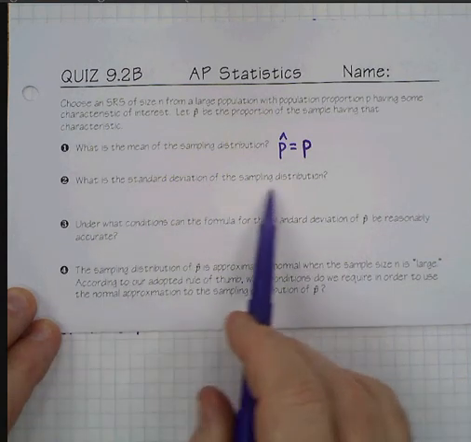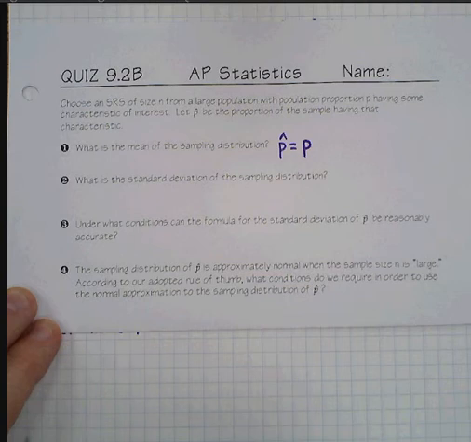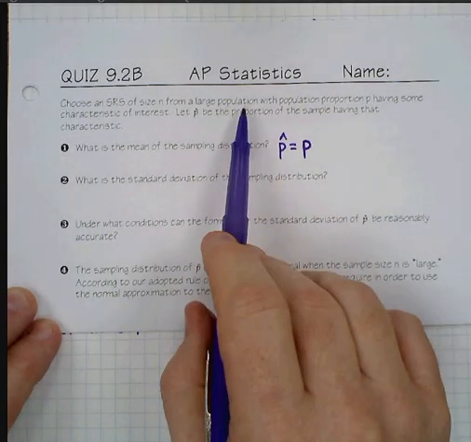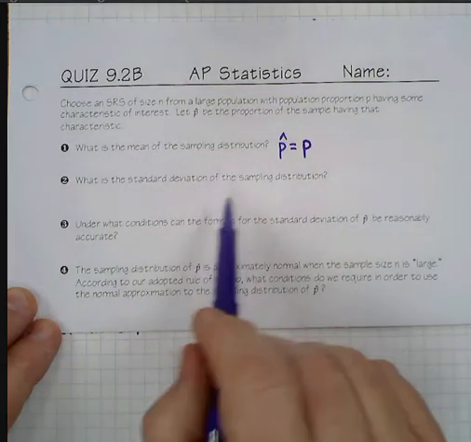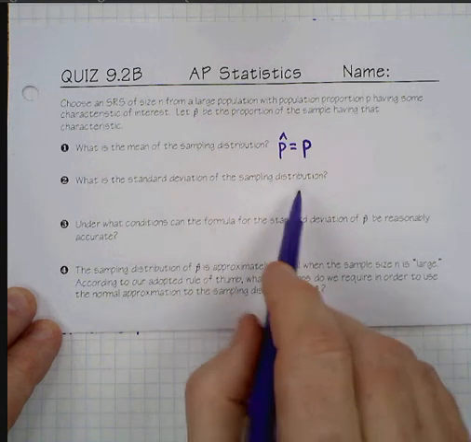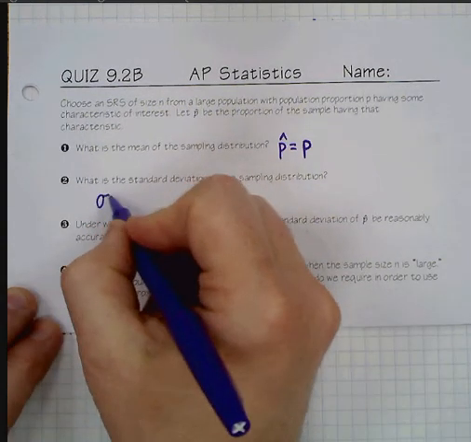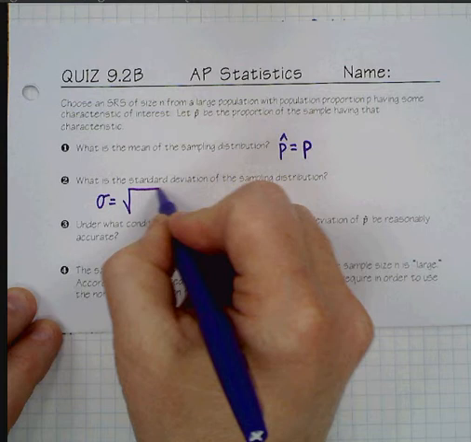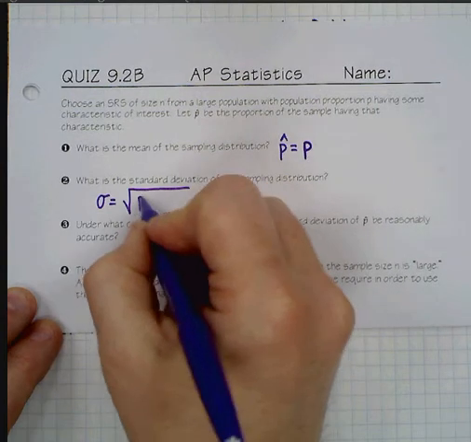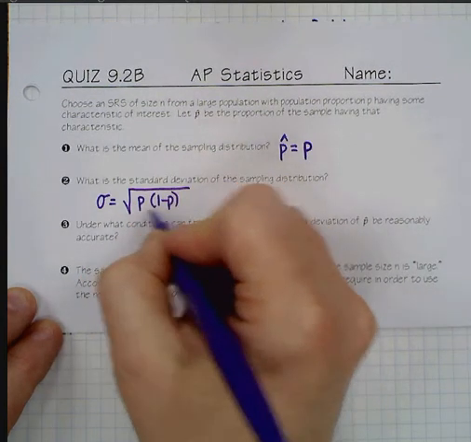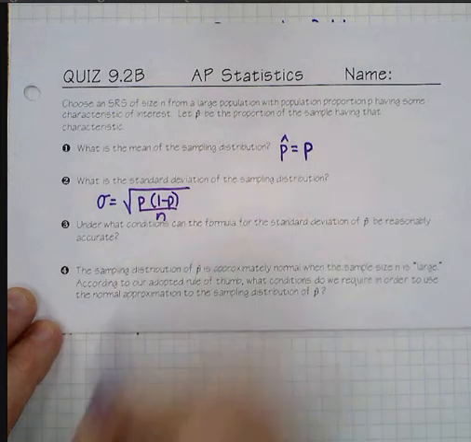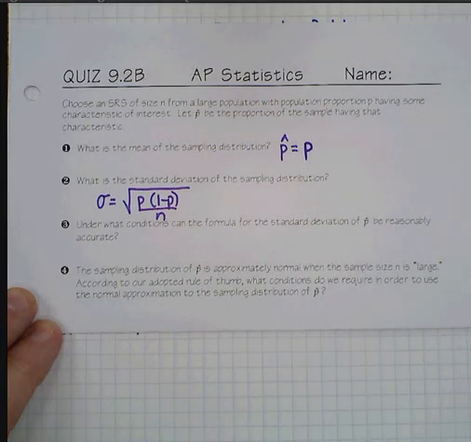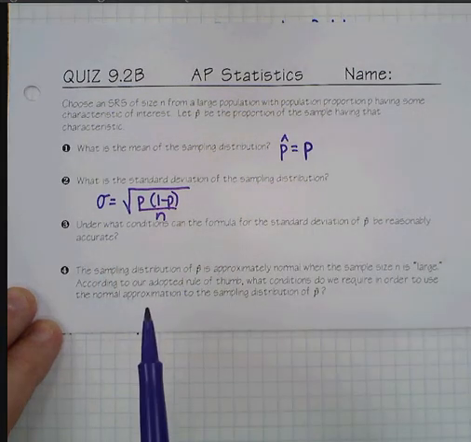What is the standard deviation of the sampling distribution? Well, it says a large population. If the population is at least 10 times larger than the sample, then the standard deviation that we're going to use for the sampling distribution is the square root of p times 1 minus p over n. That p is the population proportion. If not given, then we can use p hat.